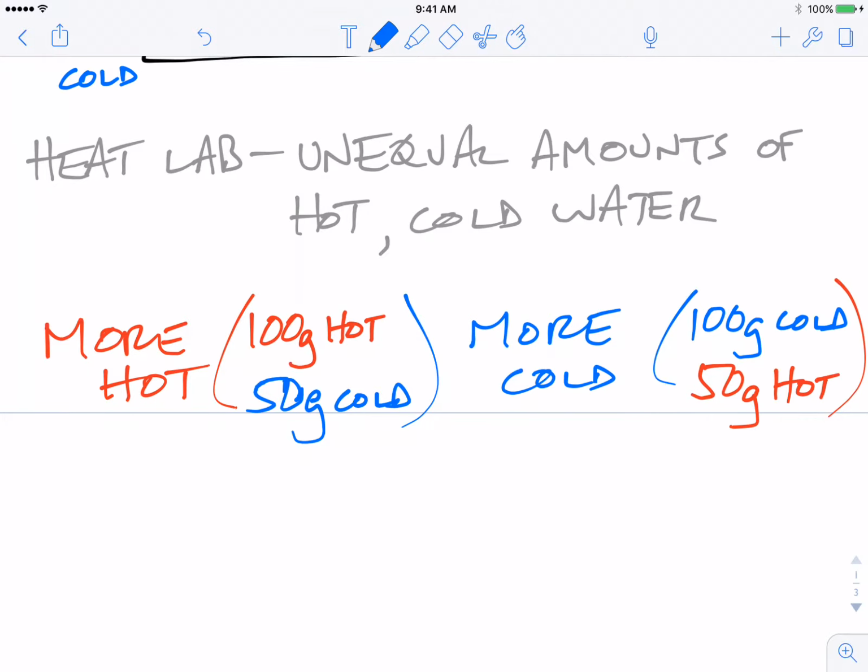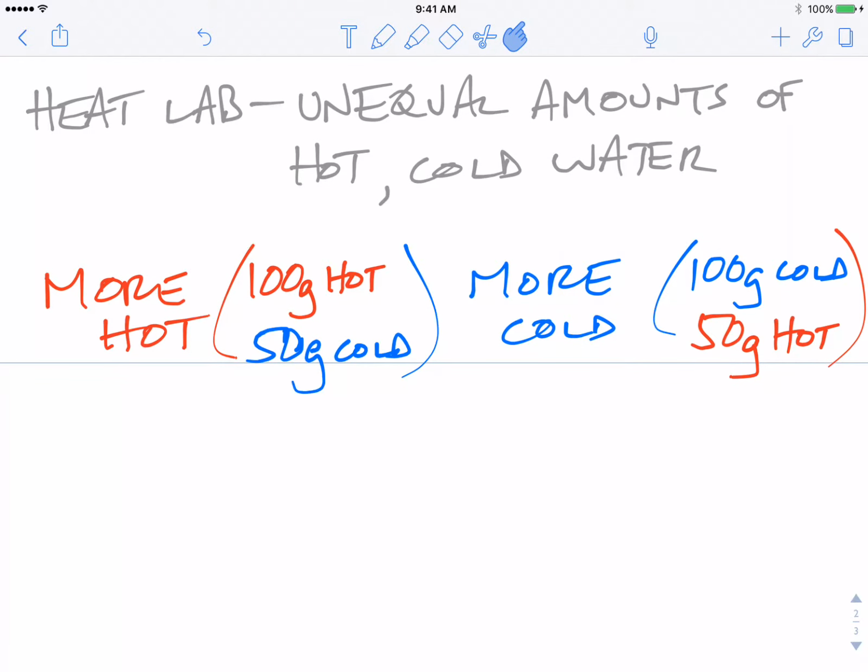Now, what we could do is make a prediction here. What do I think that final temperature is going to be when I mix more hot water versus more cold water? Do I think it's going to be the same as Heat Lab number 1, or different? And if it's different, then if I mix 100 grams of hot water and 50 grams of cold, do I think the final temperature will be closer to the initial temperature of the hot or of the cold? And as another way of thinking about it, what would that graph look like?